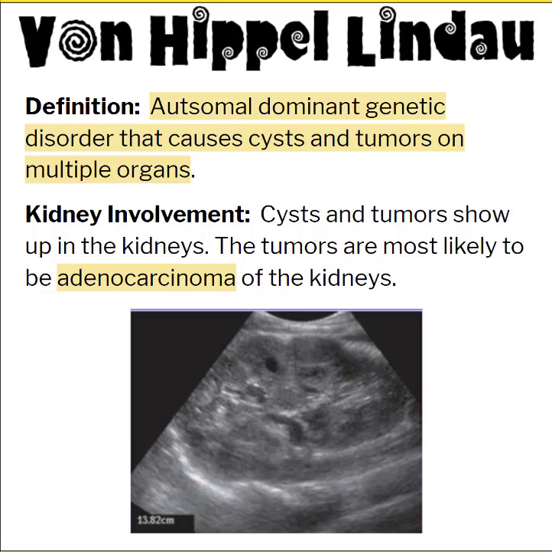Von Hippel-Lindau's role in the appearance of kidneys shows us that cysts will start to appear on the kidneys and tumors as well. Now, the tumors that show up on the kidneys are most likely going to be cancerous, and they're going to be the adenocarcinoma variant. So cysts and more likely to develop renal cancer goes along with von Hippel-Lindau.